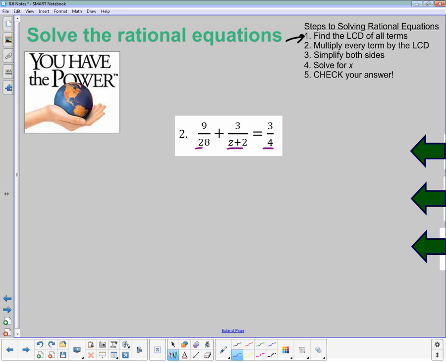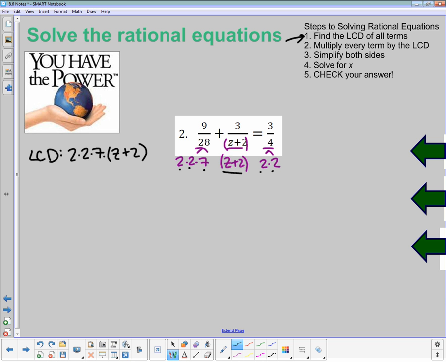So in this case, I have factors. 28 is the same thing as 4 times 7, which is 2 times 2 times 7. z plus 2 is just z plus 2. 4 is 2 times 2. So for my LCD, I need 2 factors of 2 because that's the most that I see. I need a factor of 7 and I need a factor of z plus 2. So I have 2 times 2 times 7 times (z plus 2).